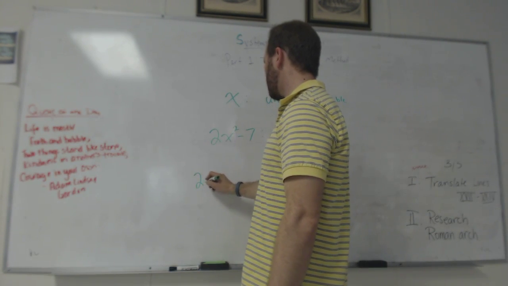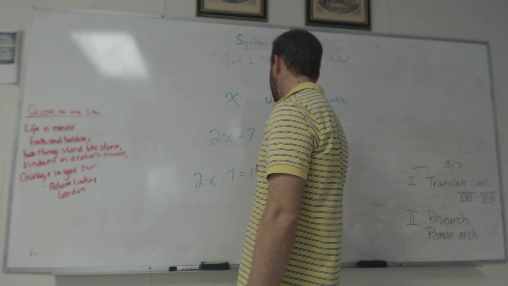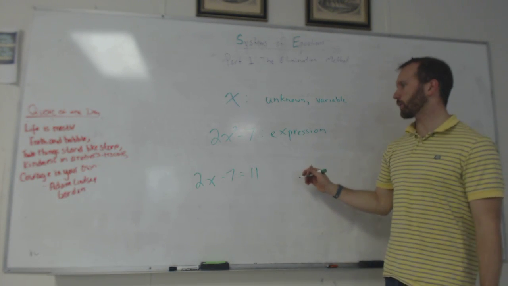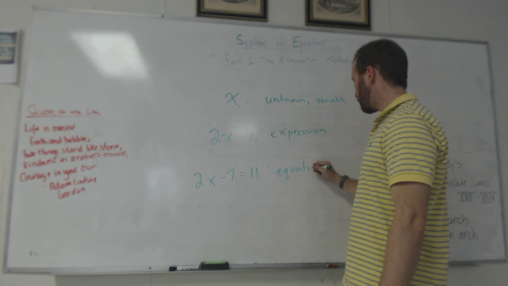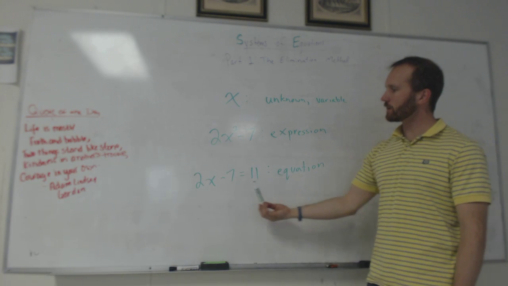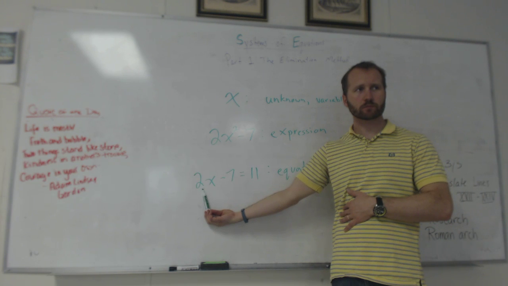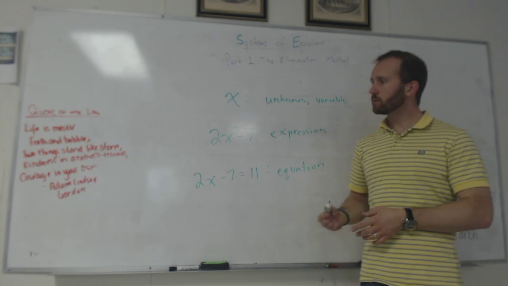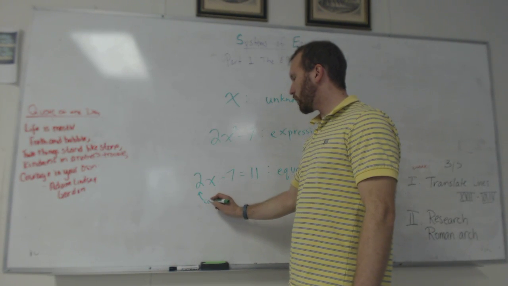Now, we also looked at things like this. 2x minus 7 equals 11. And that would be called an equation. Now if we look at these, what do we call a number in front of a variable? That means multiply. It means to multiply 2 times x. And that's called a coefficient.